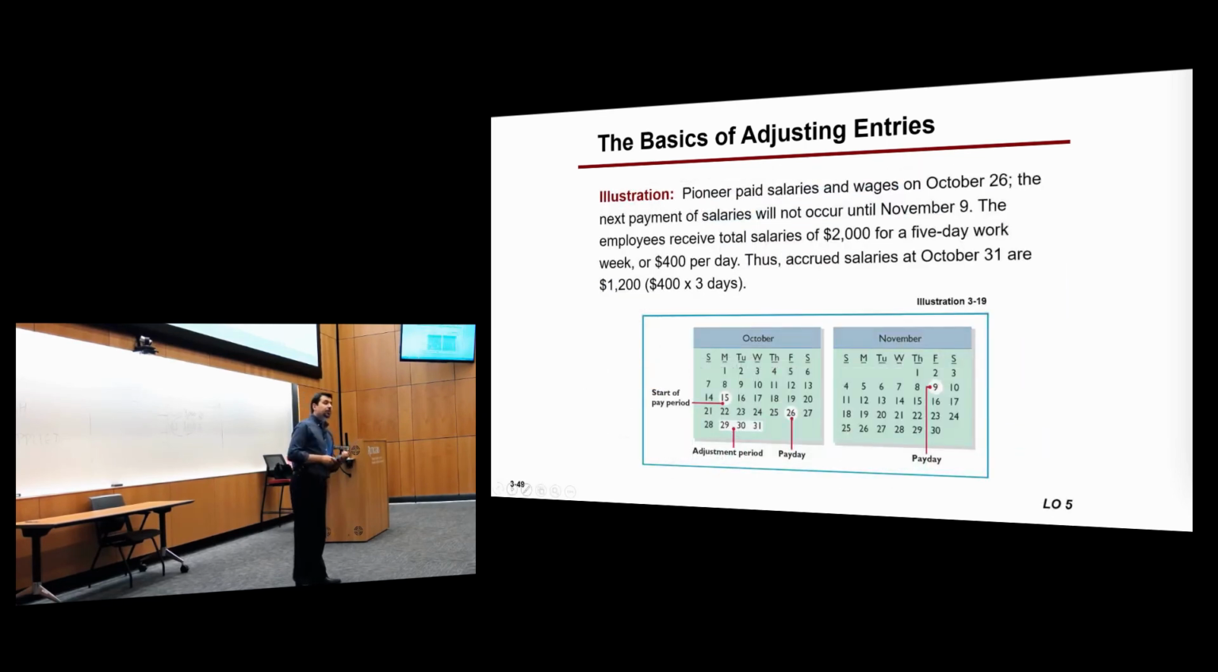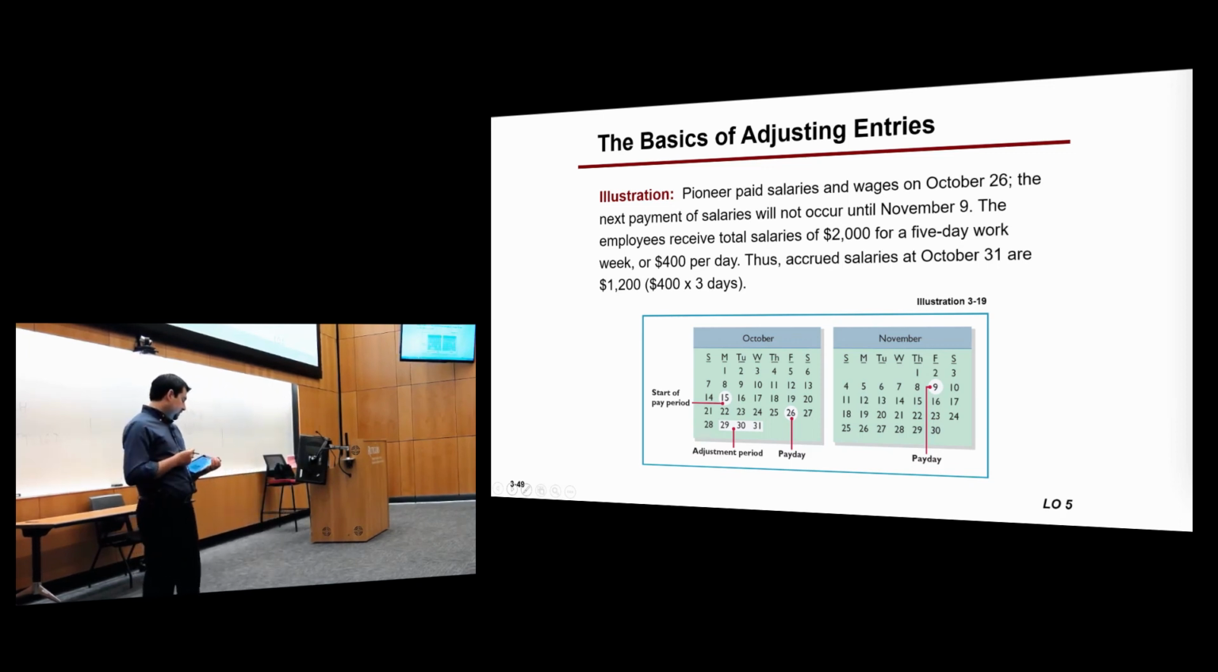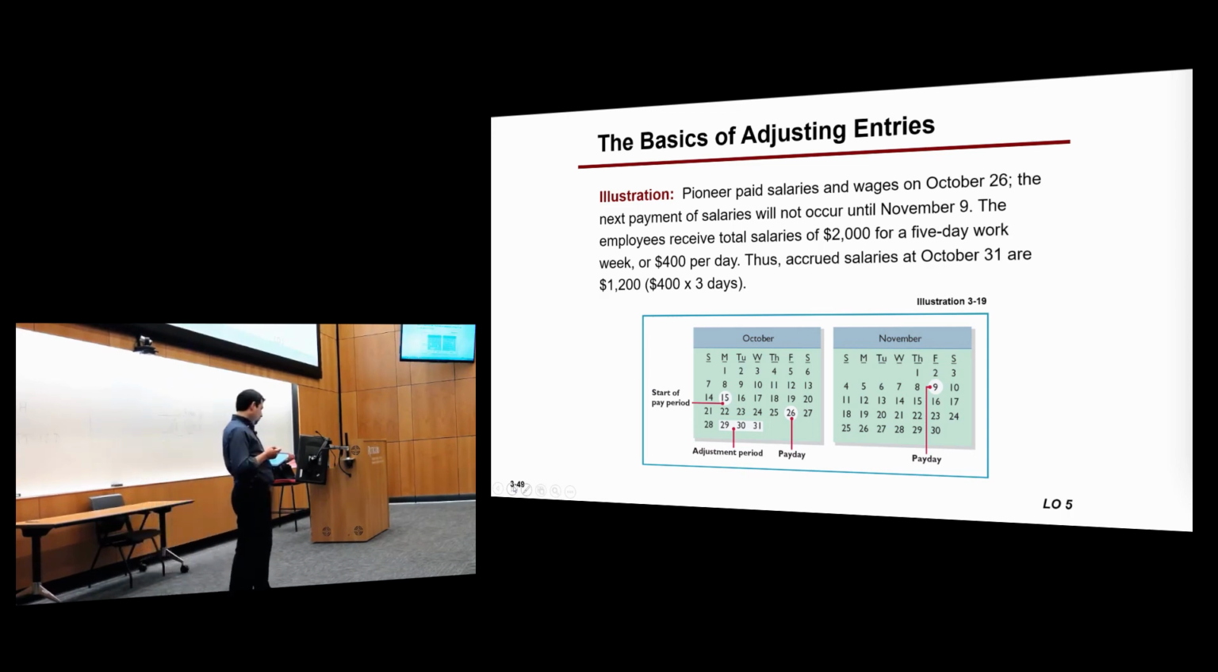The other example is salaries. We've been talking about that for the past few days. Pioneer pays salaries and wages on October 26. The next payment of salaries will not occur until November 9. The employees receive total salaries of $2,000 for a 5-day work week, or $400 per day. So the accrued salaries are for 3 days. Multiplied by $400 per day, that's $1,200. This is the amount of money that the company owes their employees. They're not going to pay it yet.